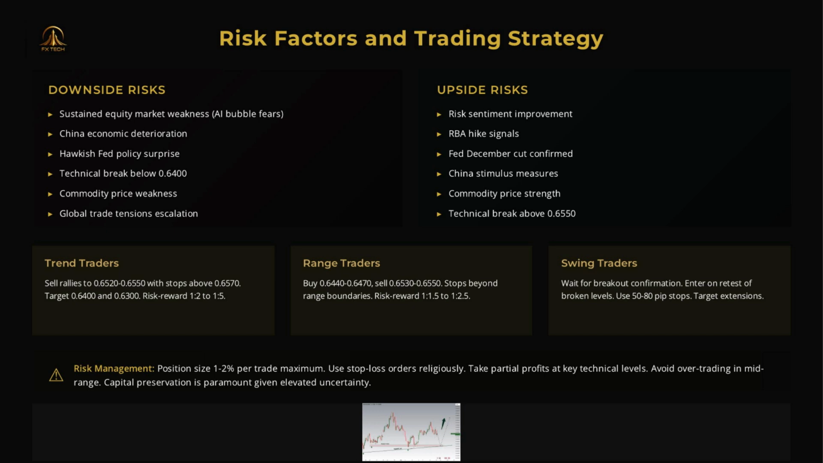Critical risk management. Position size 1 to 2% maximum per trade. Use stop-loss orders religiously. Take partial profits at key technical levels. Avoid overtrading mid-range. Capital preservation is paramount given elevated uncertainty.